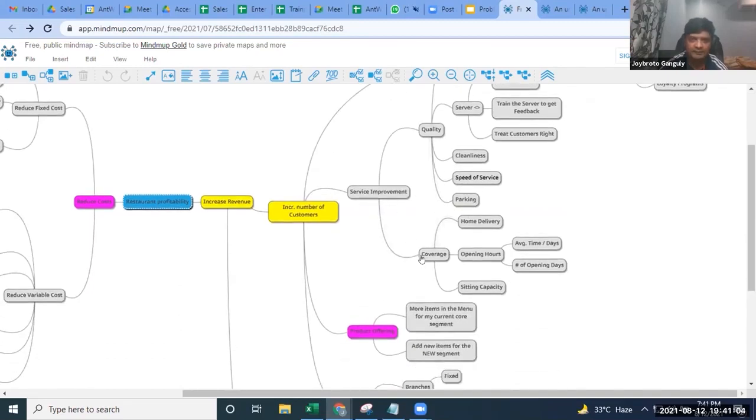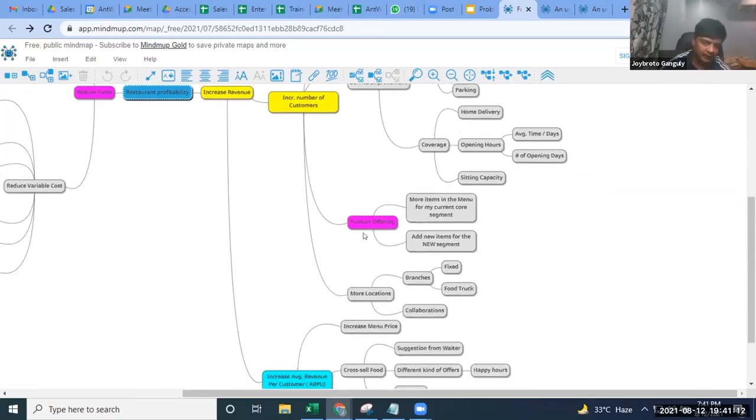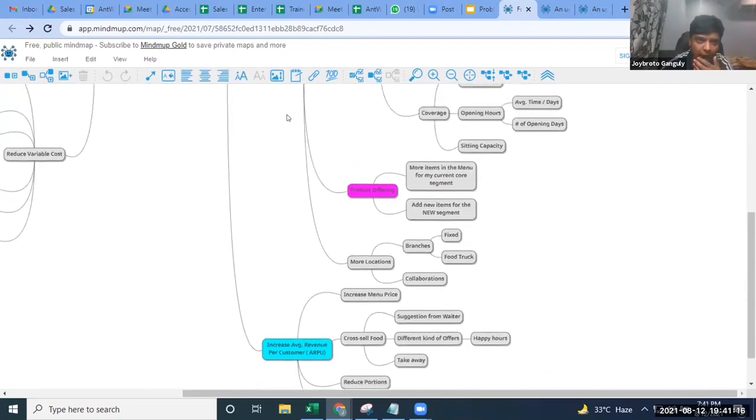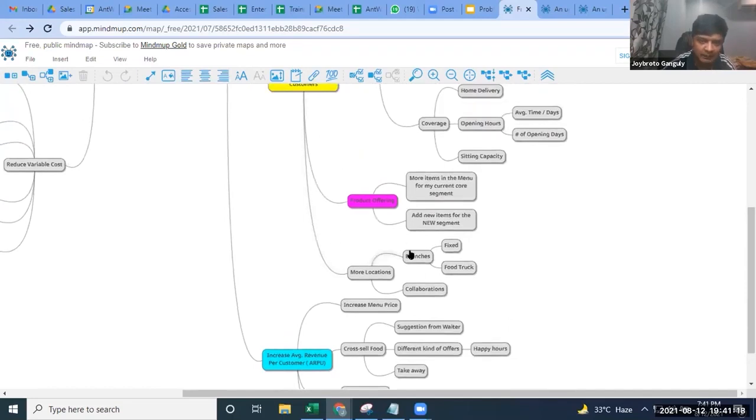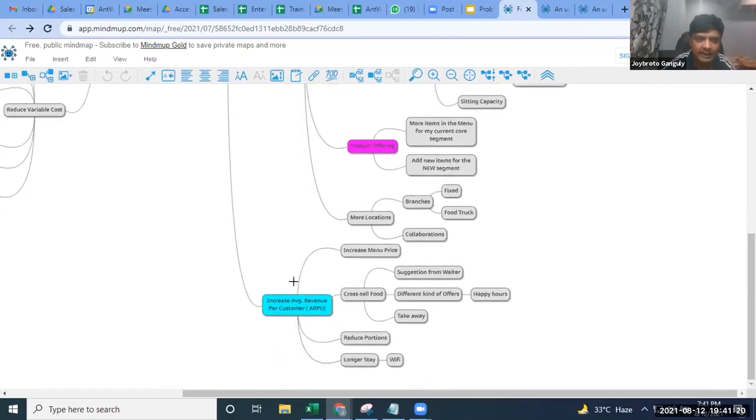Then another thing under service improvement is about coverage, more home delivery, opening hours, average time per day, number of open days, sitting capacity improve. Then it's all about product offering, more items in the menu, add new item segments. If you are an offline restaurant, it's also about more locations, branches, collaboration, franchises. And then there is this whole idea of increasing ARPU, where you increase the menu, you cross-sell other food, you reduce the portion so that people add more items.